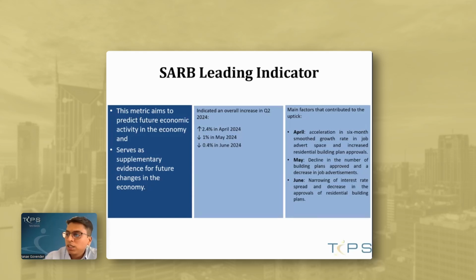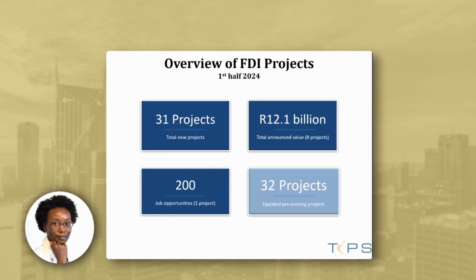All right, so that brings us to the end of the investment environment section. I hand back to Kelelo to present a breakdown of the FDI projects captured in the first half of the year. Thanks, Danae. Again, I'm just going to quickly go through the trends for the first half of the year. So 31 projects were captured. This amounted to 12.1 billion from 8 projects. For the number of employment opportunities, there were 201, and 32 pre-existing projects were updated. There were serious limitations in information available on project values.